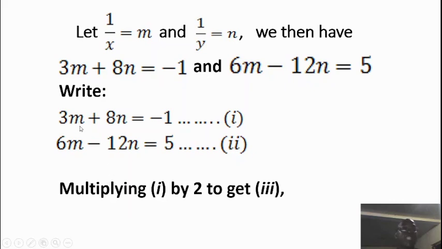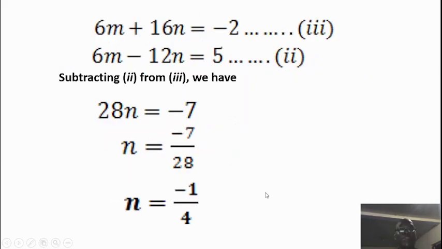We make sure that the coefficient of a given variable becomes equal in each of the equations. So the coefficient of m here is 6, and we will want to make the coefficient of m in equation 1 equal to 6. The only thing we can do is to multiply equation 1 by 2 to get a third equation, which still remains the original equation 1. We read 6m plus 16n to be equal to 2, while equation 2 is not affected.